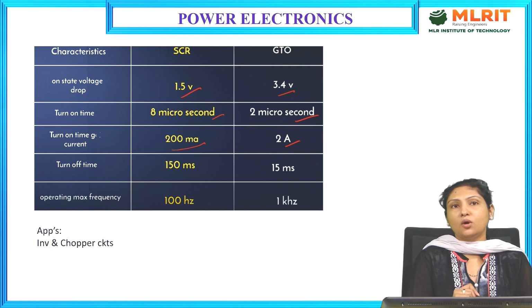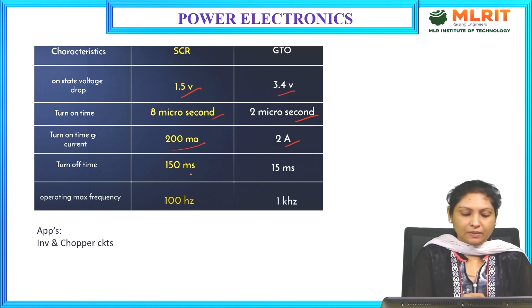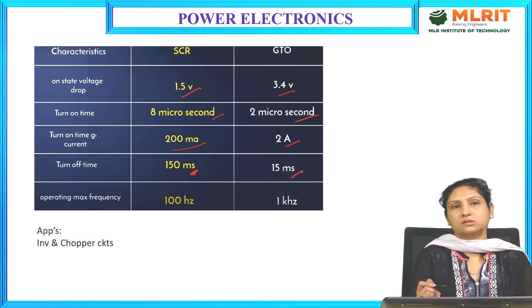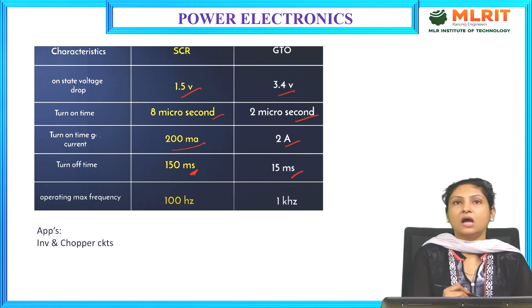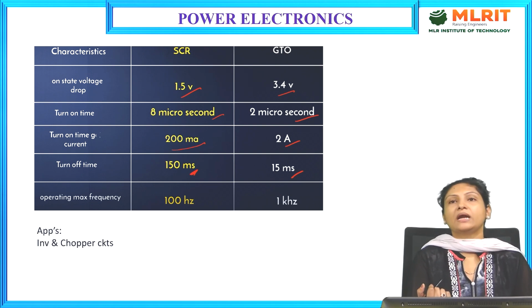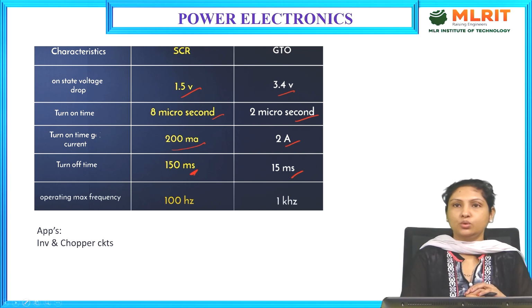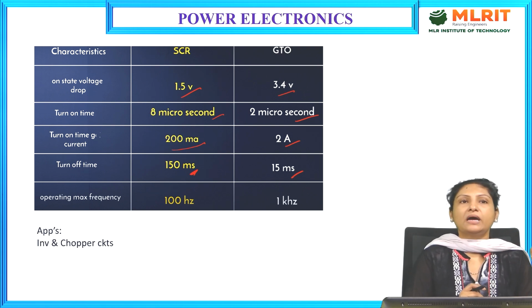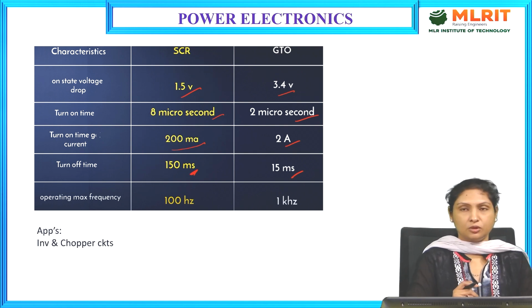The turn-off time of an SCR is 150 microseconds, whereas for a GTO it is 15 microseconds. The maximum operating frequency of an SCR will be 100 Hz, and for a GTO it will be 1 kilohertz. For high frequency applications, we can make use of a GTO. Coming to the application part, as I told you, in inverters and chopper circuits we can comfortably make use of a GTO. And here we don't need any external commutation circuits, also called forced commutation circuits, if we are making use of a GTO.